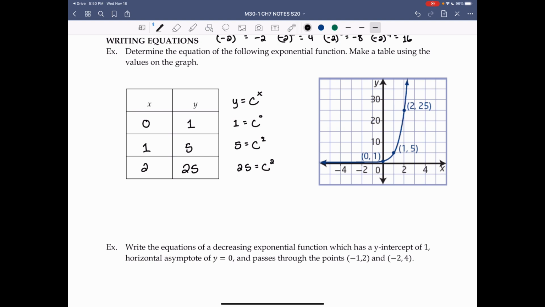Another way that we can see this is x increasing by 1, and y is being multiplied by 5. Here we are increasing by 1 again, and to get from 5 to 25, we multiply by 5. So that tells us that the base is 5, which is our c value. So our equation is y equals 5 to the power of x.